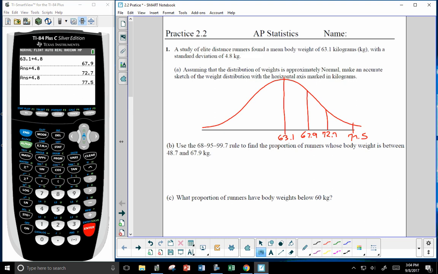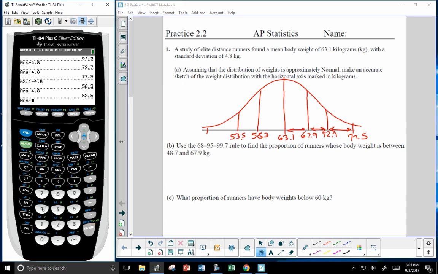We want to do the same thing going to the left, but now we subtract 4.8 from the mean. Again, we want to fit 3 equal spaces. I say equal spaces, but I just mean horizontally. You want to try to space them equally this way. So 63.1 minus 4.8 gives us 58.3. Then we subtract 4.8 again and we've got 53.5. Subtract 4.8 again and we're at 48.7.